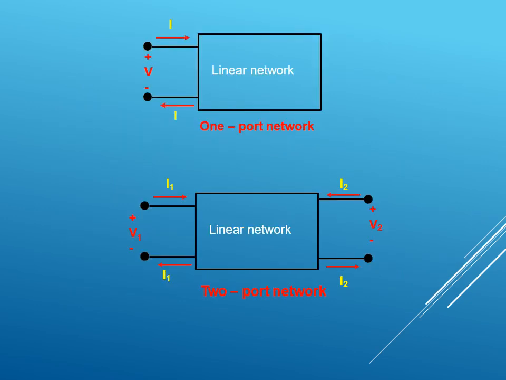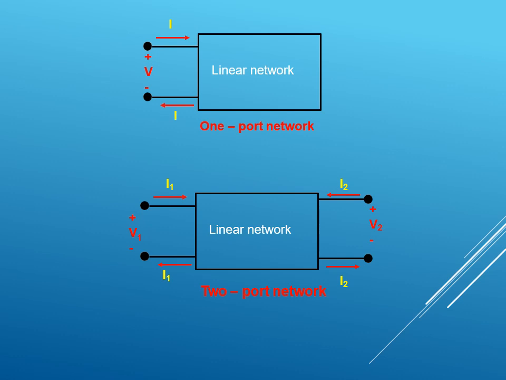Here in the first diagram we can see that it is a one port network. It has only one port. Through the upper terminal the current will enter into the circuit, and through the lower terminal the current will get out of the circuit. So this type of network is called a one port network. Most of the circuit networks that we use in our daily life are one port networks.